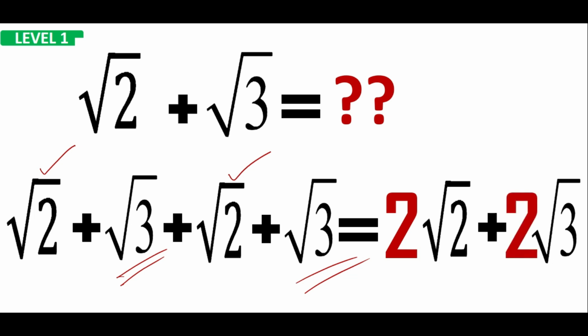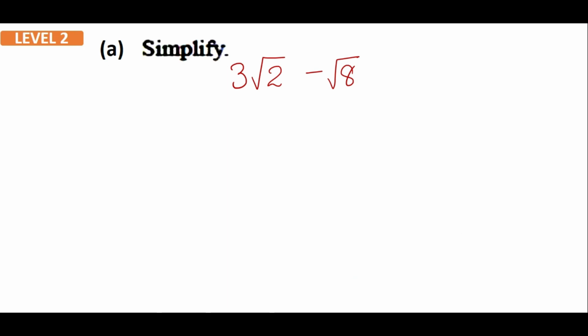Now, understanding the basic concepts of how to combine the surds during an addition or a subtraction, we'll move on to level 2 questions where you have to simplify. So if you look into those terms, you can see that you have a root 2 here and a root 8. Now 3 root 2 cannot be further simplified, so I'll start with root 8.